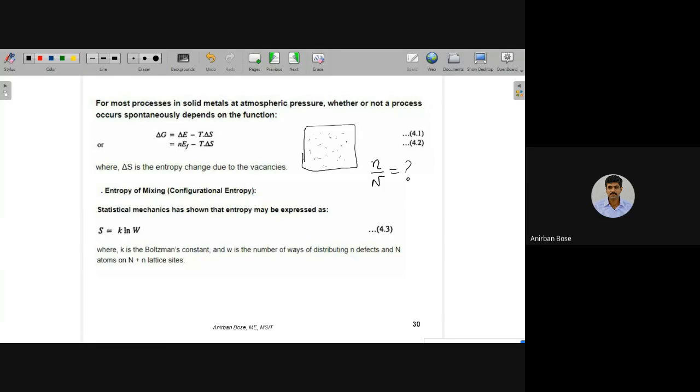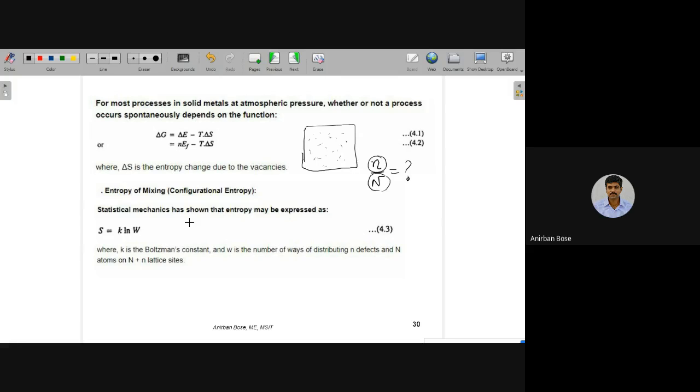But to find out that fraction, how many defects will be there in stable equilibrium, that we want to estimate, where small n is the number of defects and capital N is the total number of atomic sites. So this fraction we actually want to find out: in thermodynamic equilibrium, what is the fraction of defects? If you remember, we started with the discussion that the fraction of defects is very small, but they have a great impact on the material properties. That is why we are studying defects. But what is that fraction of defects if we want to really estimate it?